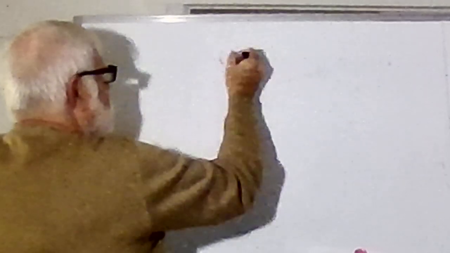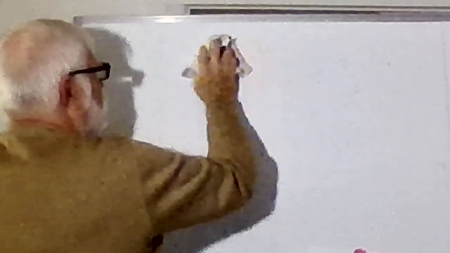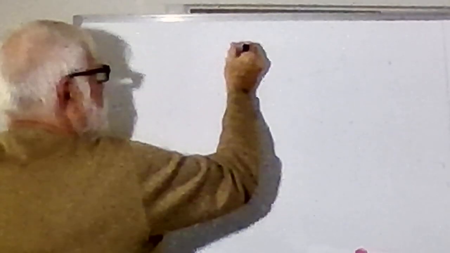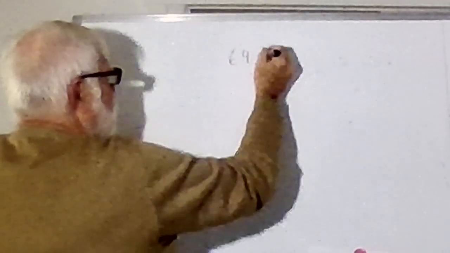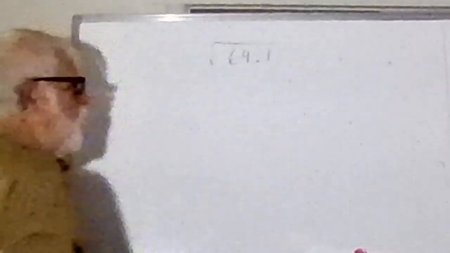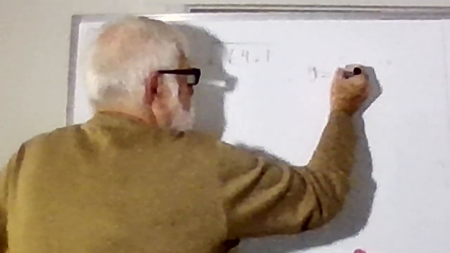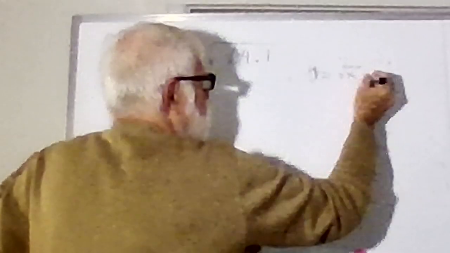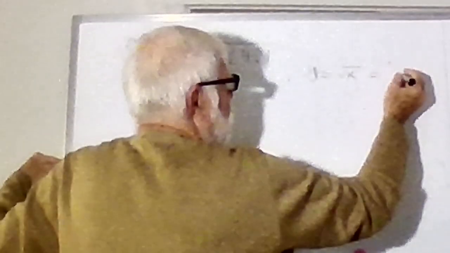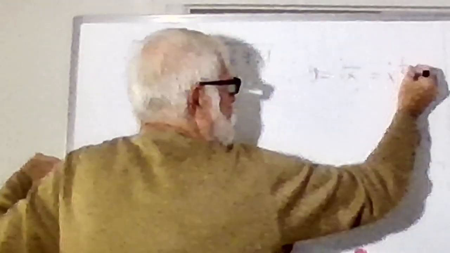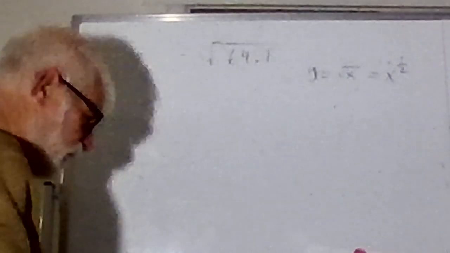And now we're going to use linearization to approximate 63.9. I'm going to do 64.1, easier for you to see. So we're going to approximate the square root of 64.1. And we're going to use a derivative to help us. So we're going to look at the function y equals the square root of x, which I hope you understand is x to the 1/2. Hope your skill level's allowing you to see that.